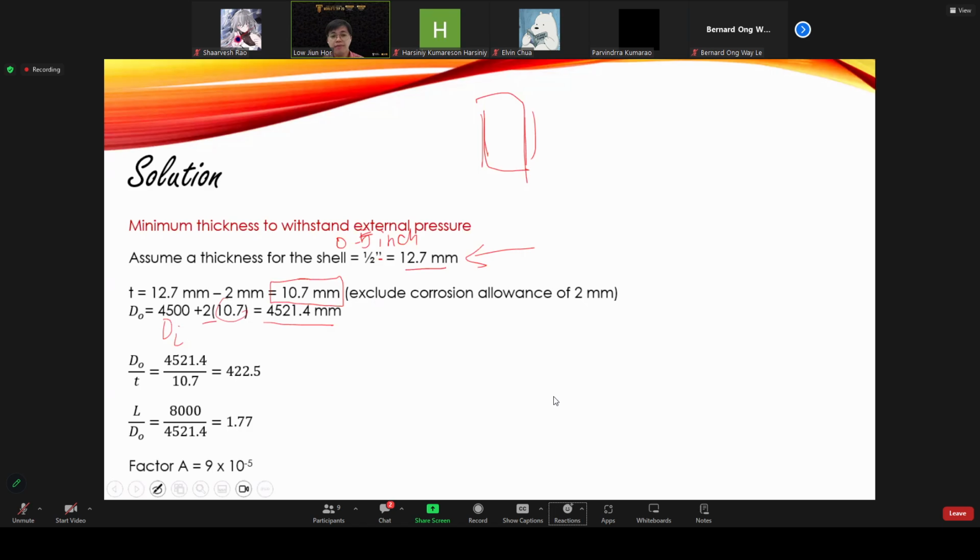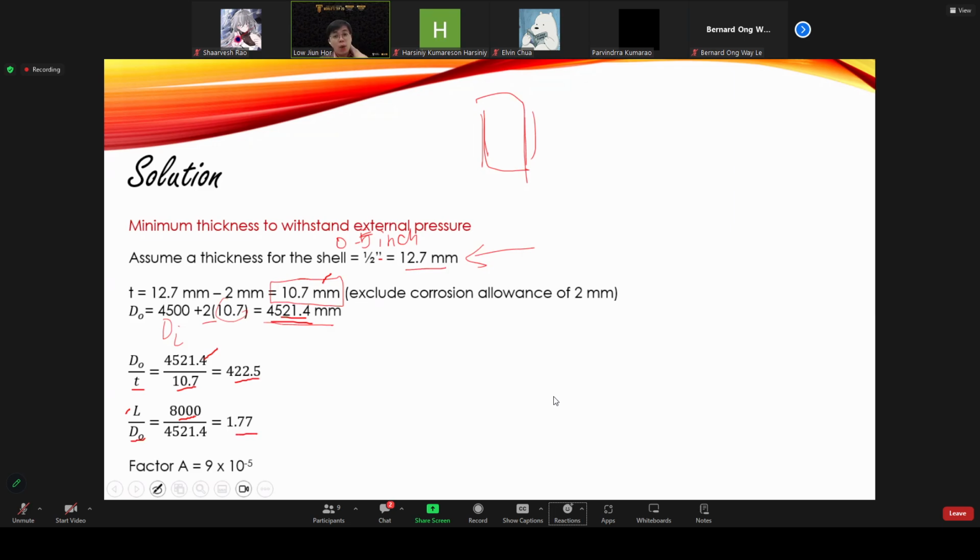Outer diameter divided by the assumed thickness, 10.7. This one is the first ratio. Second ratio, the length given is 8,000 millimeter divided by the outer diameter, this one, then you will get the second ratio.